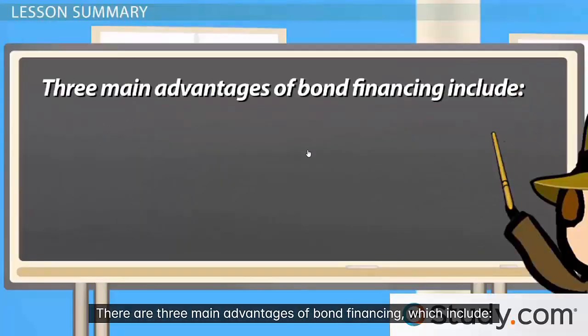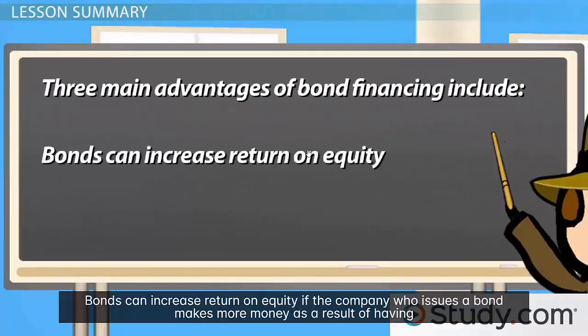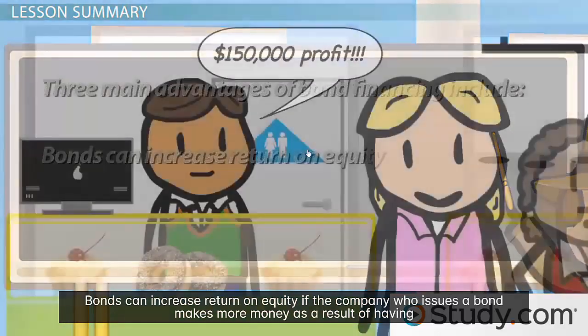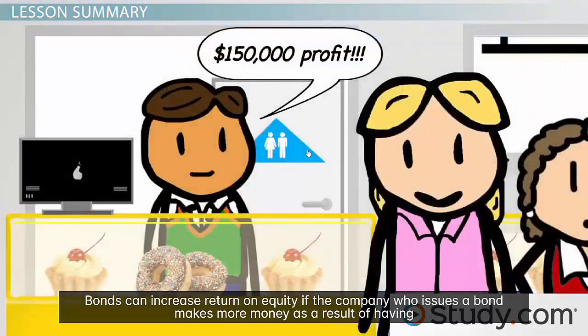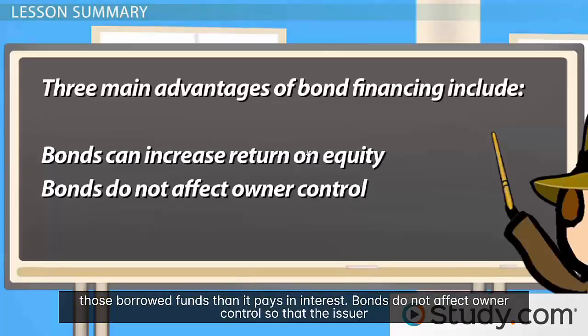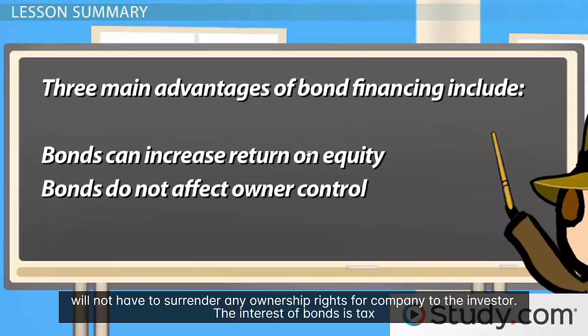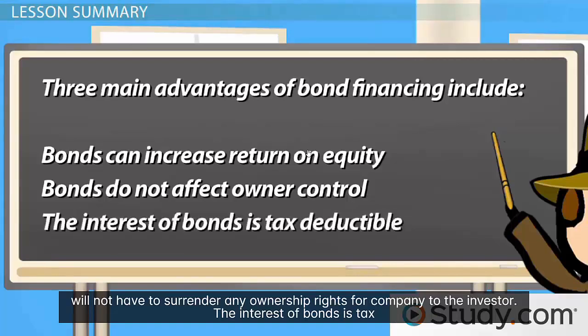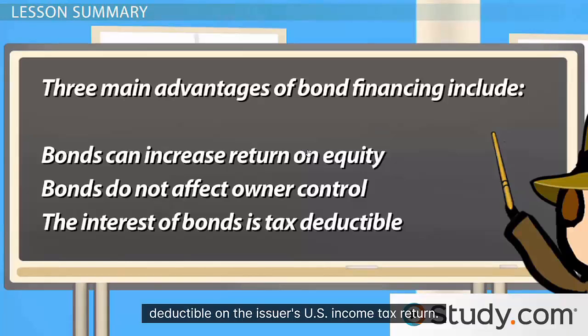There are 3 main advantages of bond financing. Bonds can increase return on equity if the company who issues a bond makes more money as a result of having those borrowed funds than it pays in interest. Bonds do not affect owner control, so the issuer will not have to surrender any ownership rights for the company to the investor. And the interest of bonds is tax deductible on the issuer's U.S. income tax return.